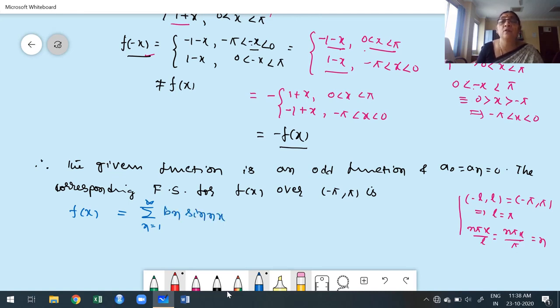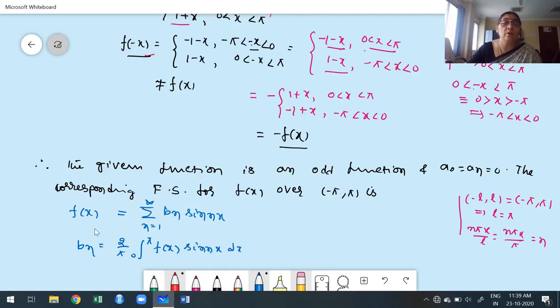Keep in mind, you must write these steps, the verification part that a naught and an are 0, before going further. Otherwise, you are going to lose the marks. bn equals 2 by pi, integral 0 to pi, f of x into sin nx. I told very clearly how to write the bn formula with respect to x.